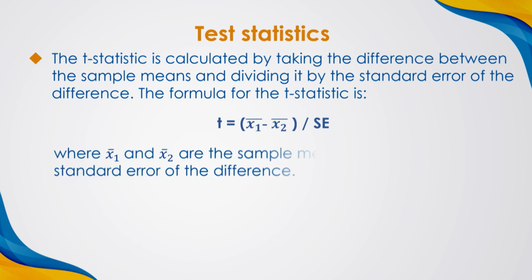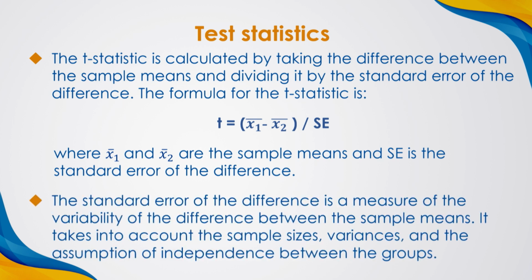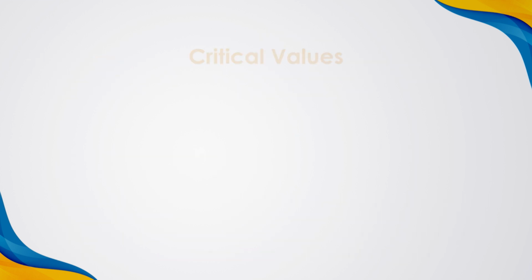standard error, where x1 bar and x2 bar are the sample means and SE is the standard error of the difference. The standard error of the difference is a measure of the variability of the difference between the sample means. It takes into account the sample sizes, variances and assumption of independence between the groups.